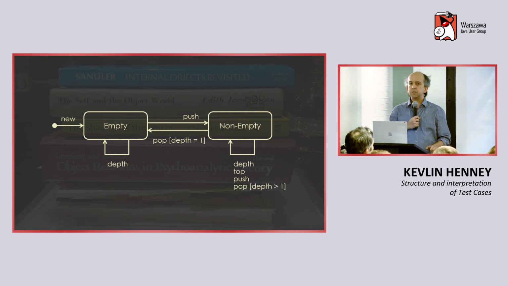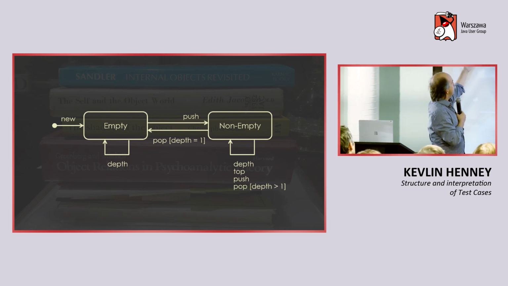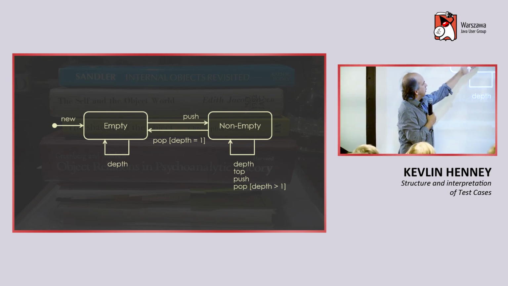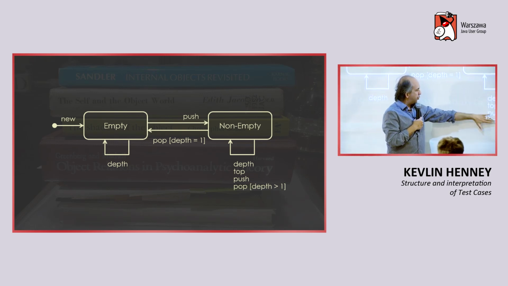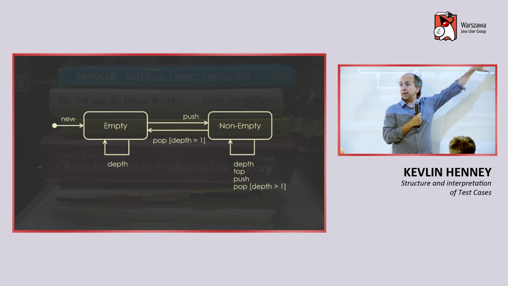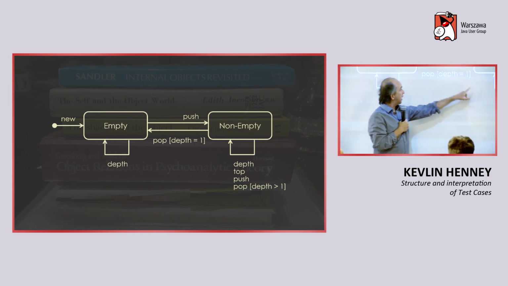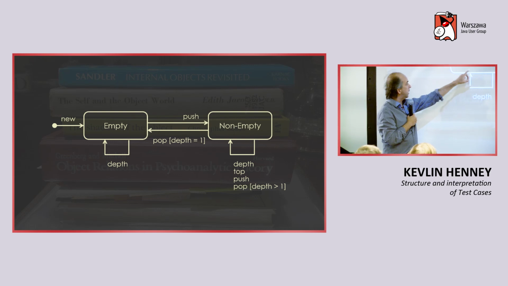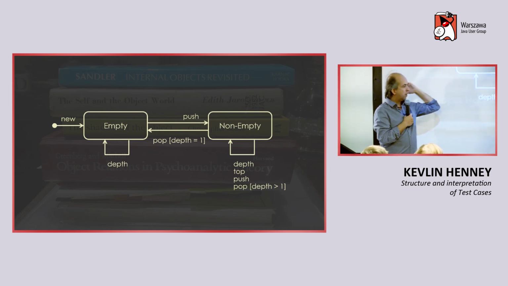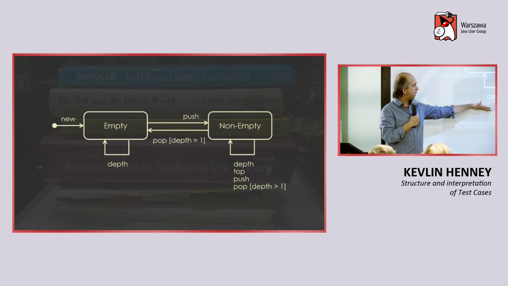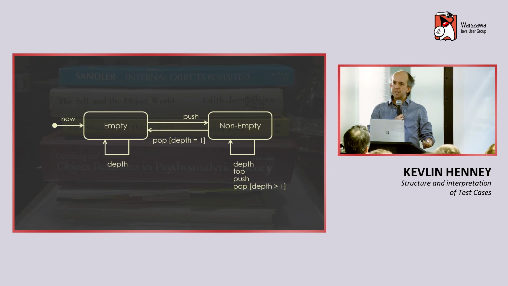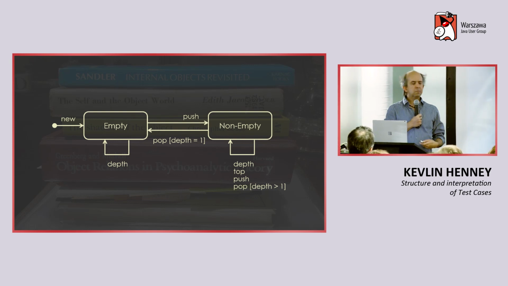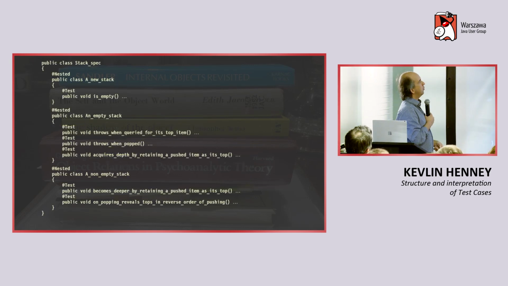This is how to think about a stack. A new stack becomes empty. You can push, it becomes non-empty. You can perform depth, top, push, and pop in all of these cases, and it remains there unless the depth is equal to 1, in which case it becomes empty again, in which case you can only call depth. What about top? What about pop? You can't call it here, it's not specified. Ah, that's kind of interesting. In other words, the state machine is actually a simple way of looking at our tests.